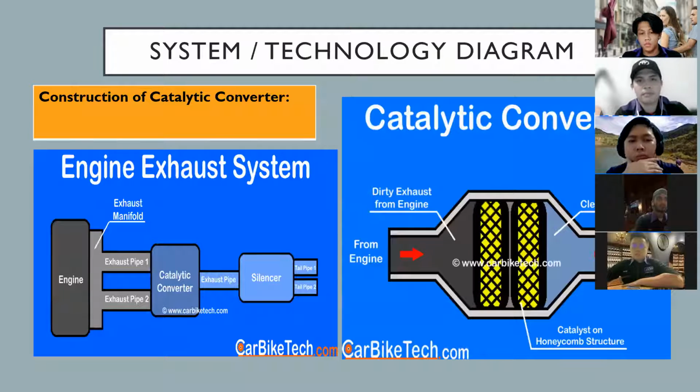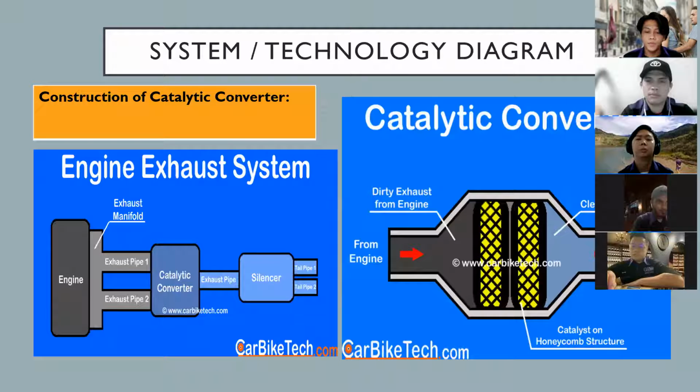Today I would like to present the system or technology diagram of the catalytic converter. First of all, I'll explain the construction of the catalytic converter. The housing consists of a honeycomb core inside. We can see this in the right-hand side picture, the yellow part. This is the honeycomb, and it's coated with precious metals such as platinum and rhodium. These metals react with the engine exhaust gases. They reduce the toxic contents of the gas and turn them into carbon dioxide and water.